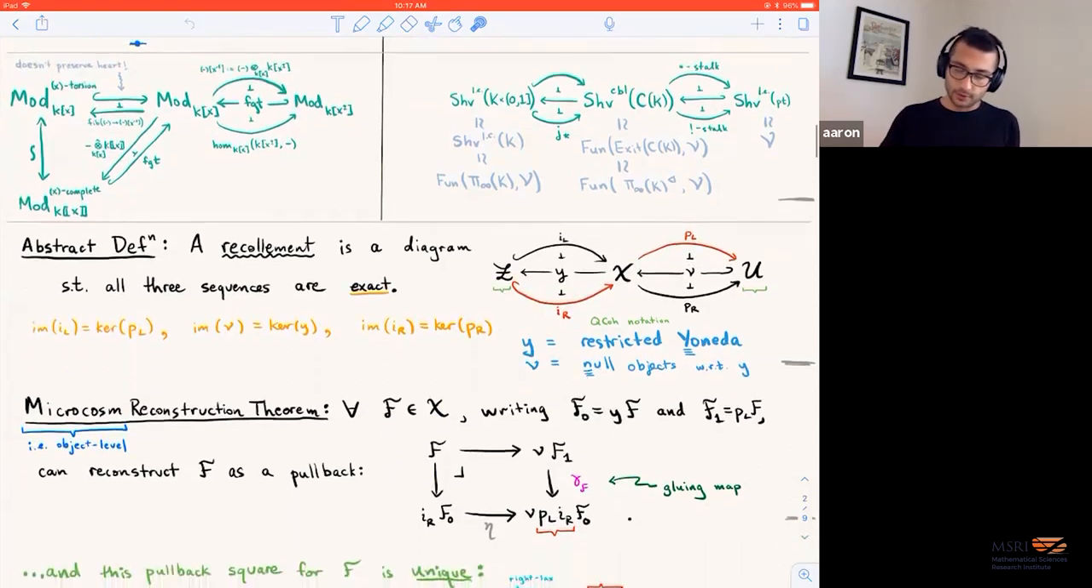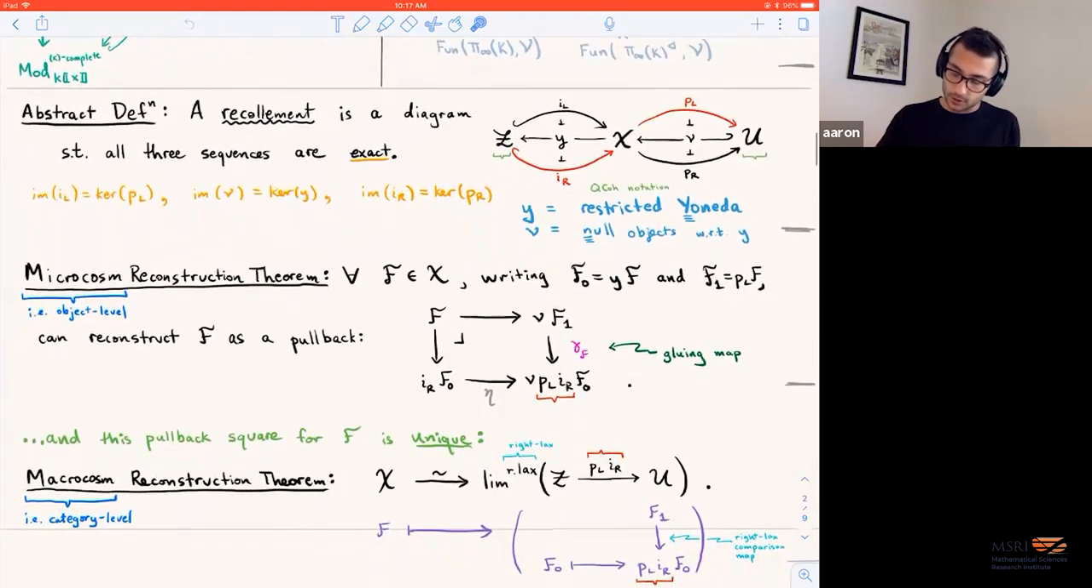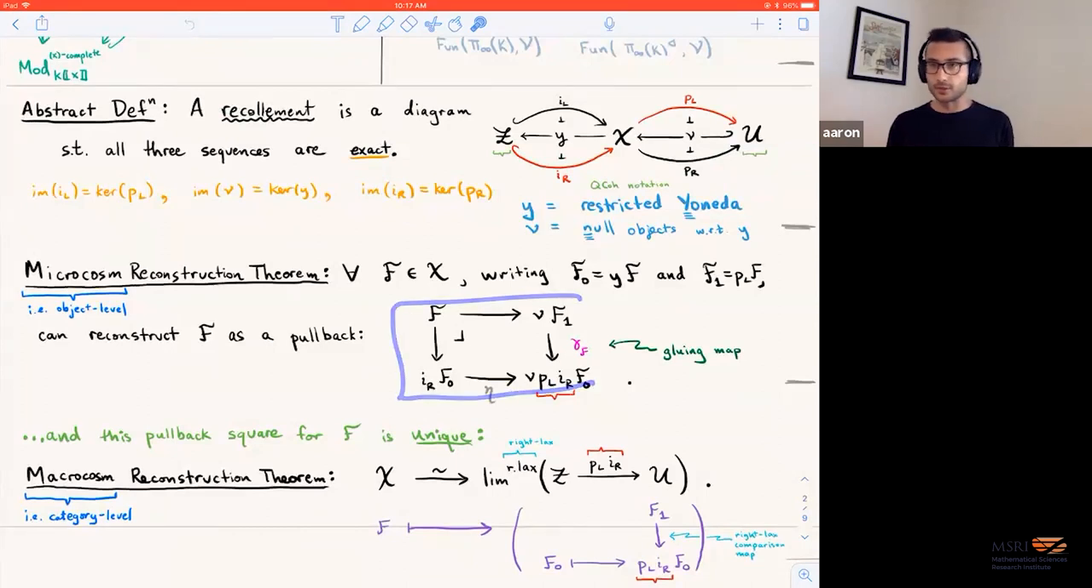So it turns out that pullback square is unique in the following strong sense. Well, you know, this just came from applying units of adjunctions. Given F, there's exactly one way to get such a square, and that's articulated by this macrocosm, in other words, category level reconstruction theorem. So the theorem is that the whole category X is equivalent, well, if I take F, so first of all, IR and nu are fully faithful. So if I want to remember these two objects, I can just remember their values inside of their respective subcategories. So let's just remember F0, let's remember F1, and then also, again, nu is fully faithful, so to remember this gluing map, it suffices to just remember the map inside of the category U, the subcategory. And so that's what I want to do. I want to remember that object, and then the morphism between them.